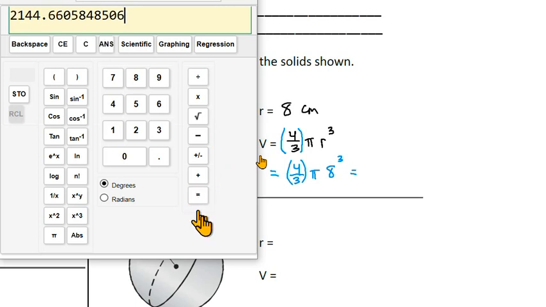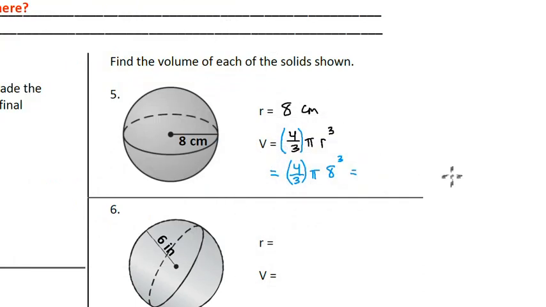And there is your estimated volume, 2144.6. And because the next number is a 6, I'm going to round it to 0.7. So 2144.7. And then don't forget, this is going to be in centimeters cubed. All right, let's continue.